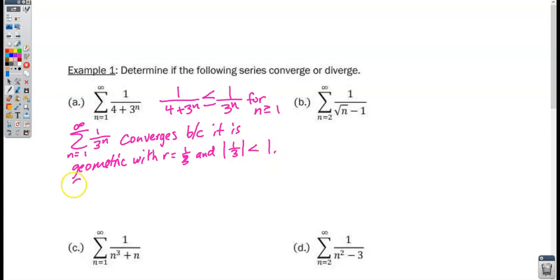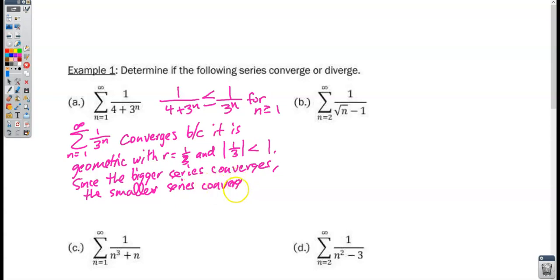Since the bigger series converges, the smaller series converges. So that tells us that the sum from 1 to infinity of 1 over 4 plus 3^n converges. There's our first example. All right, let's go on to part B.